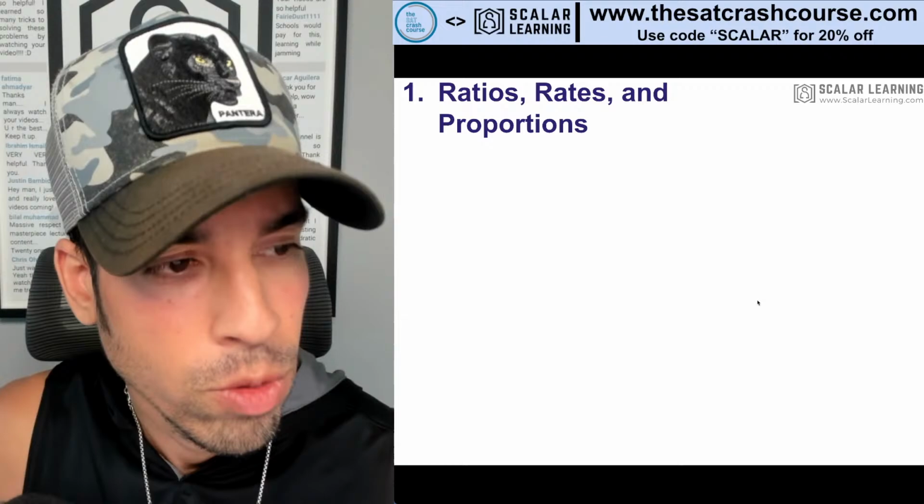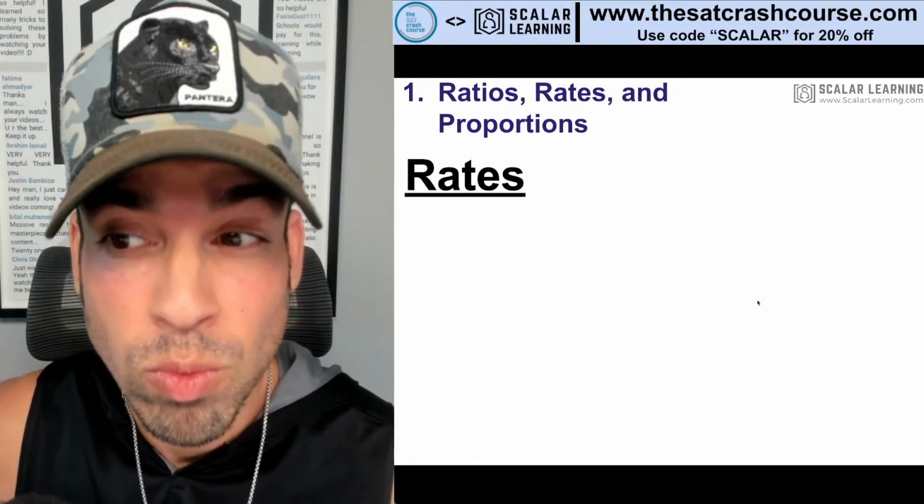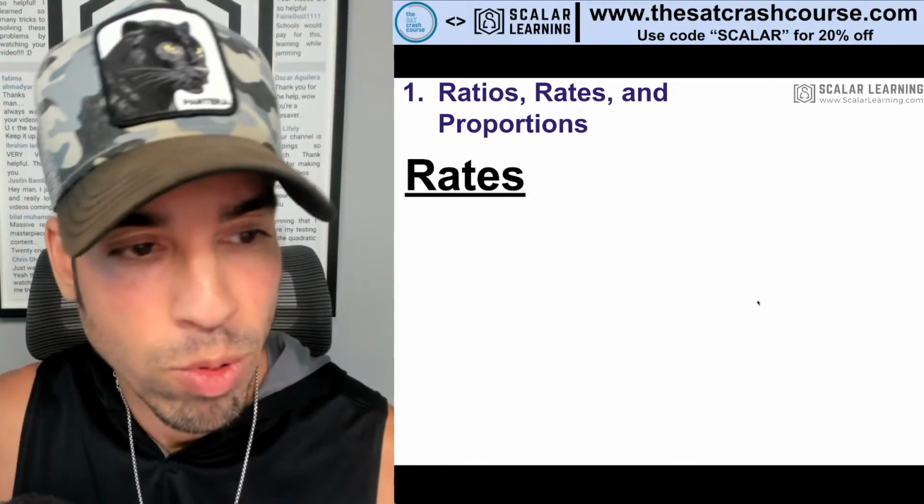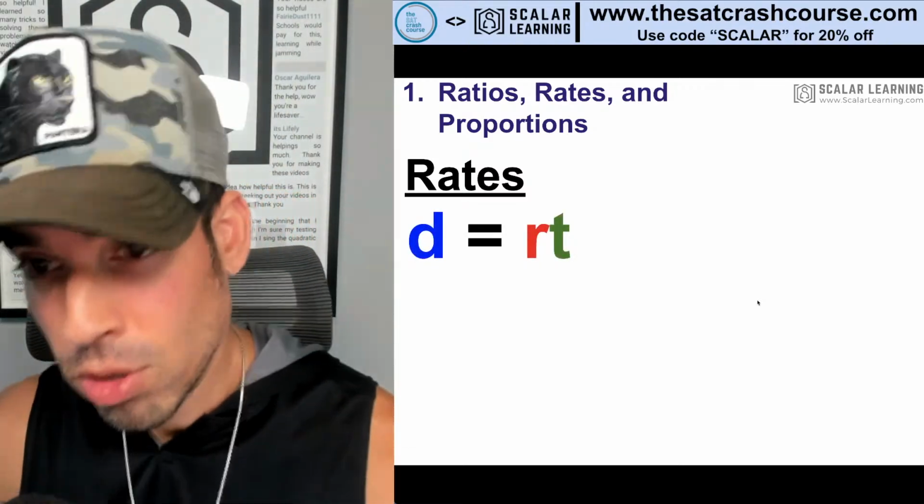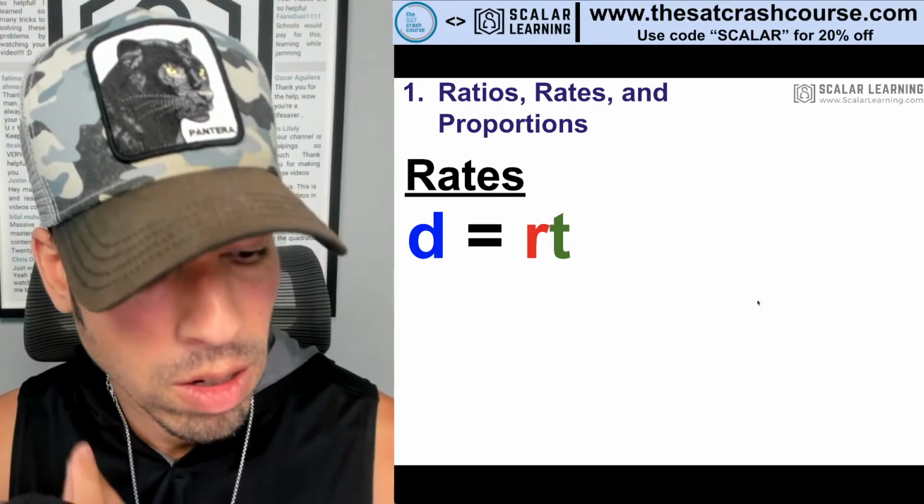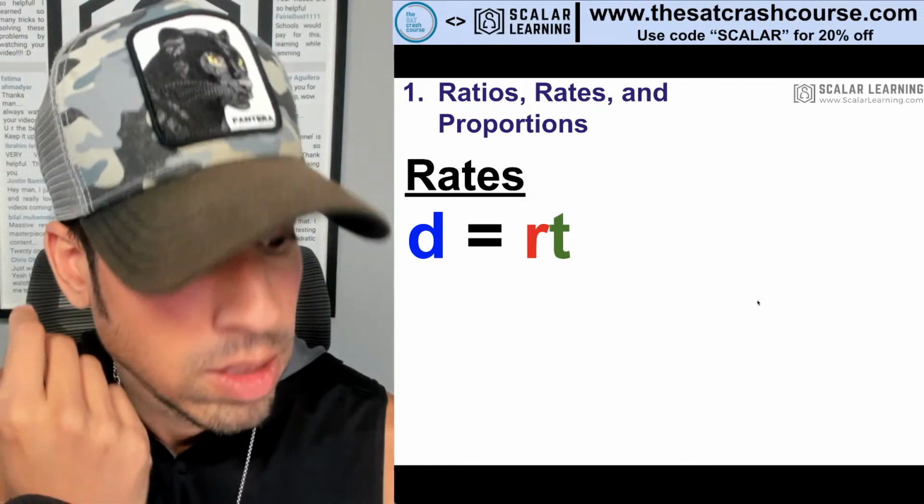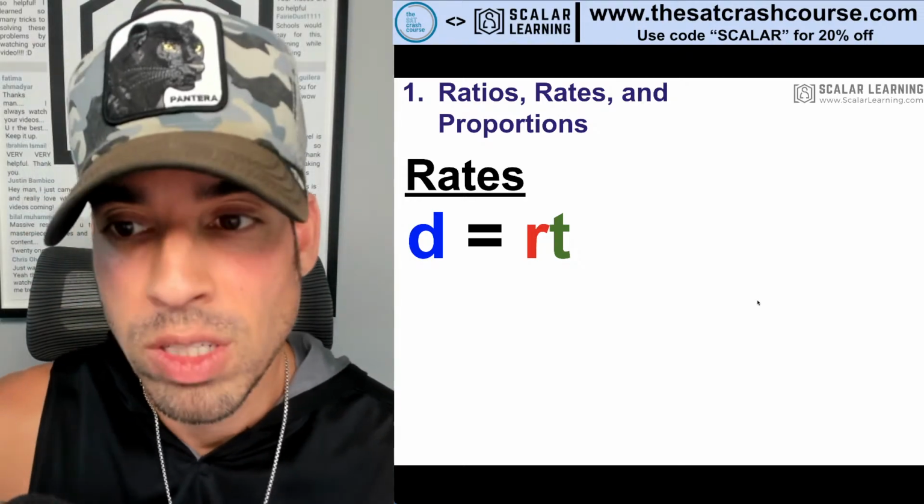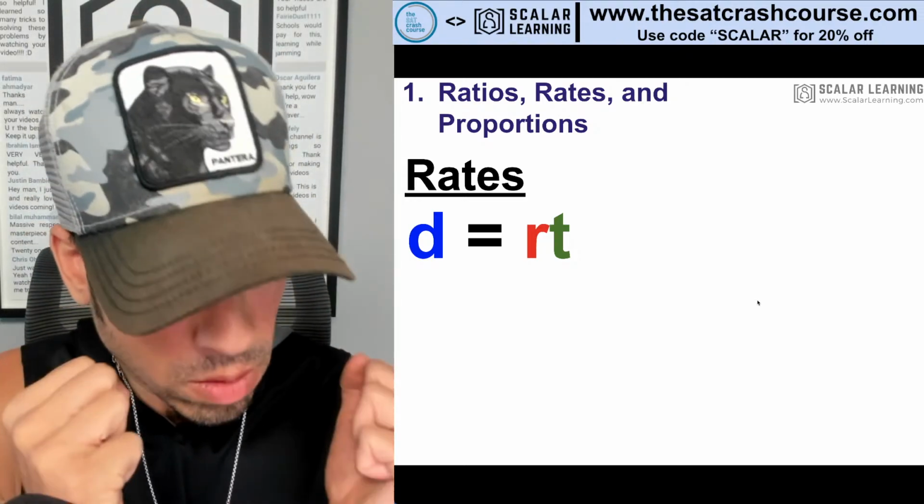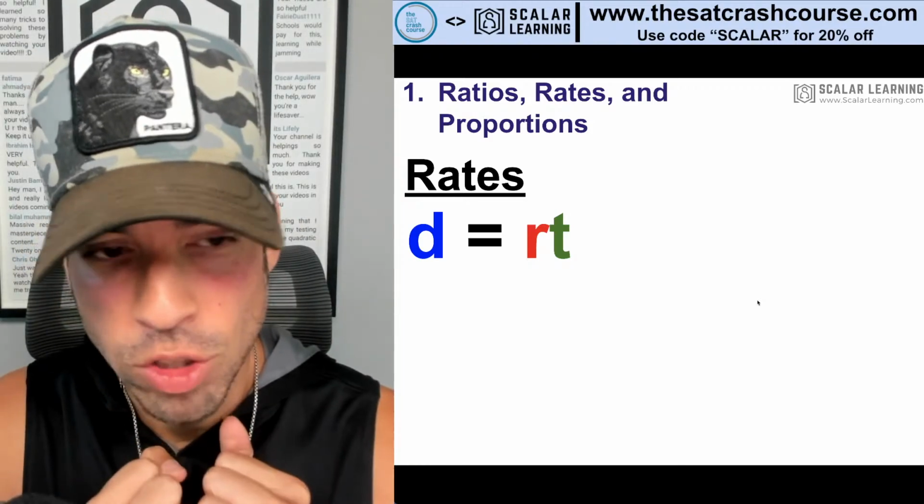So here we go. Now we're going to talk about rates, ratios, rates, and proportions. So what are we talking about? Rates. We're talking about something per something. And the best example of rates is distance equals rate times time, okay? So distance equals rate times time. This is our ultimate formula that we want to keep track of.